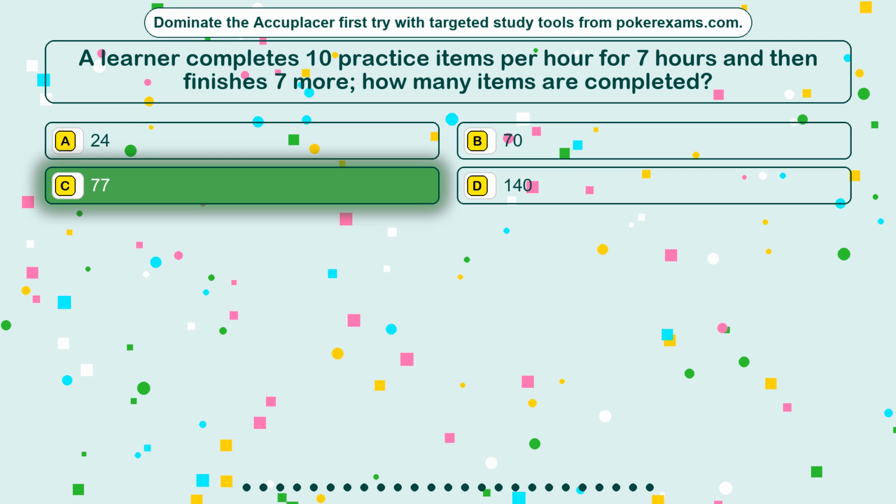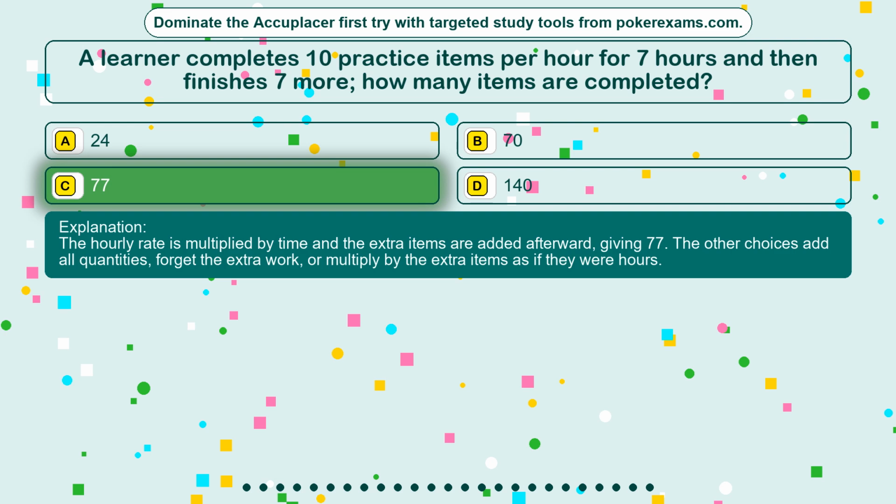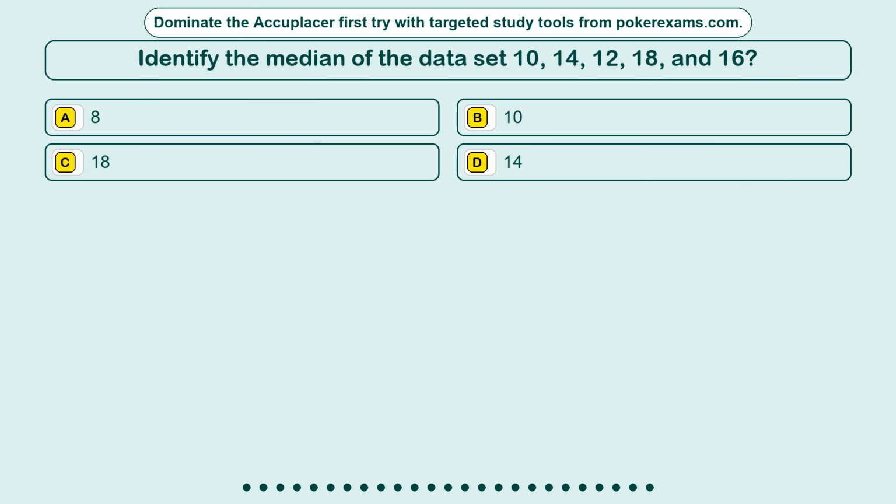The correct answer is option C, 77. The hourly rate is multiplied by time and the extra items are added afterward, giving 77. The other choices add all quantities, forget the extra work, or multiply by the extra items as if they were hours. Question 9. Identify the median of the data set 10, 14, 12, 18, and 16.